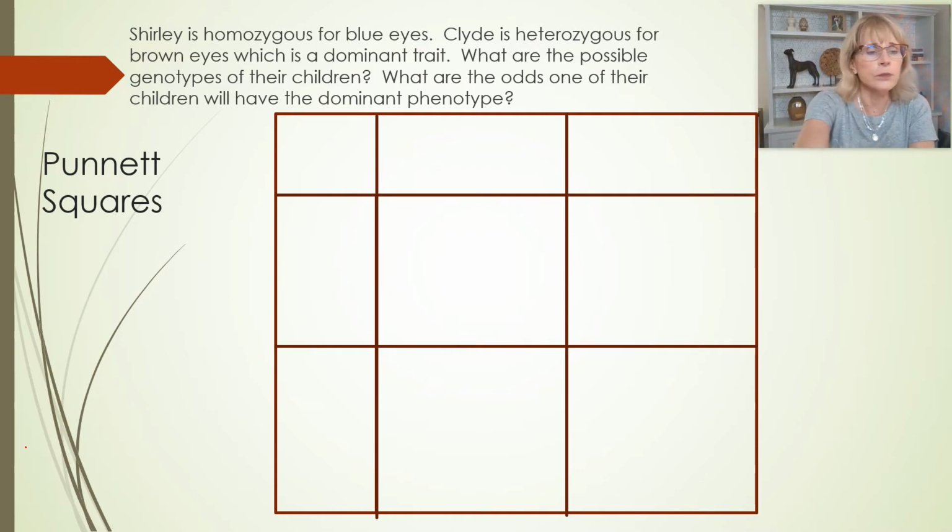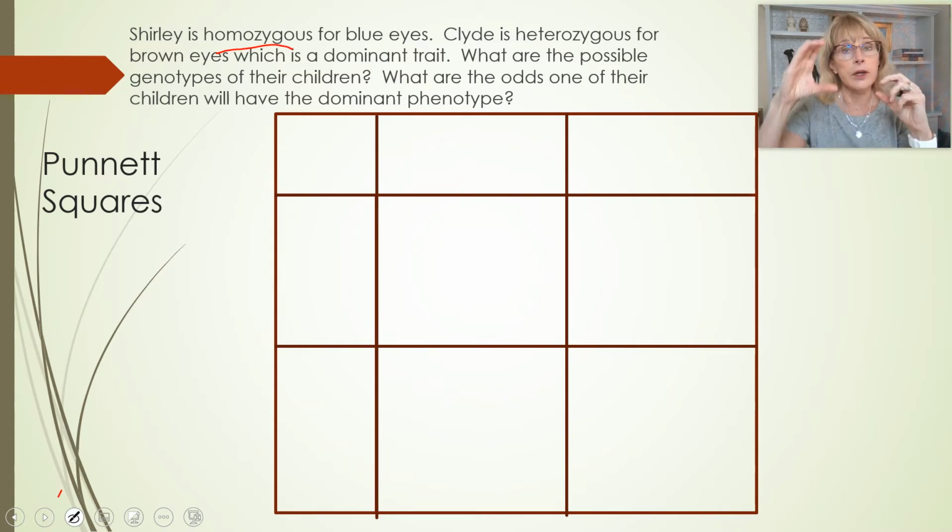So you need to know the terms homozygous and heterozygous and dominant and recessive, okay? So Shirley is homozygous for blue eyes. If she's homozygous for blue eyes, she's got two of that allele. Clyde is heterozygous for brown eyes. That means in this case he has one allele that says make brown eyes and one allele that says make blue eyes.